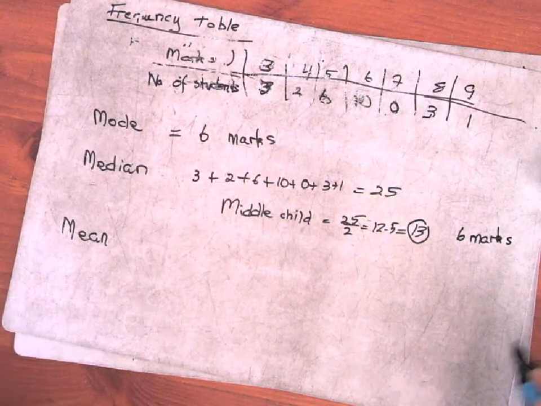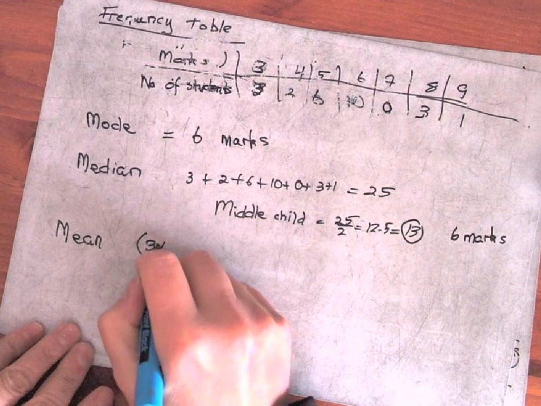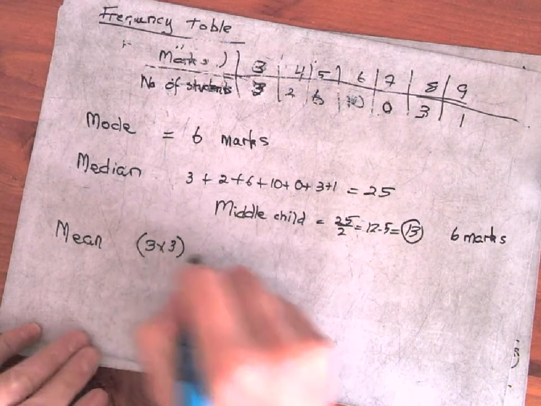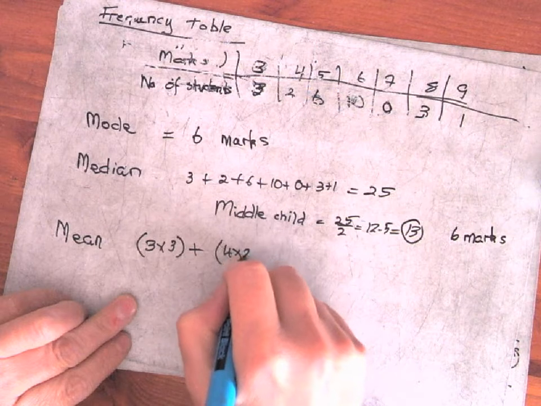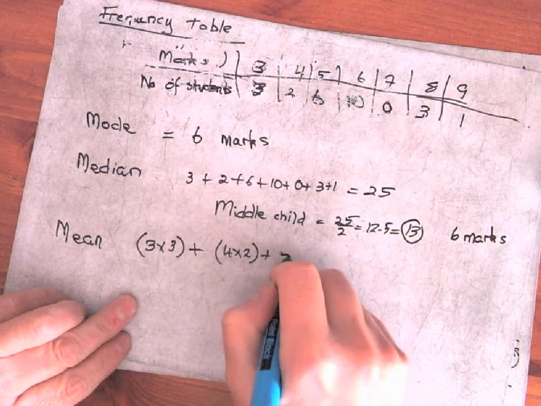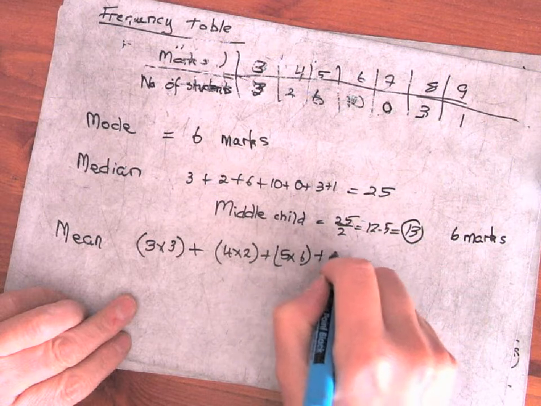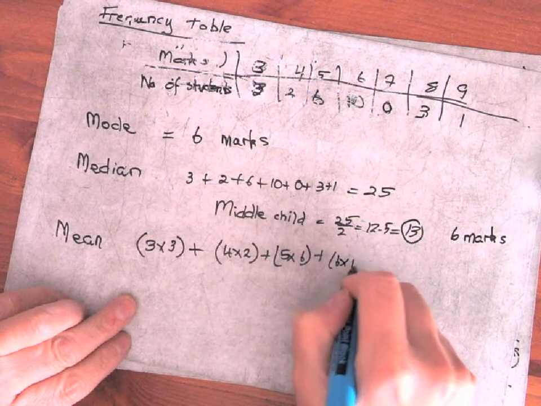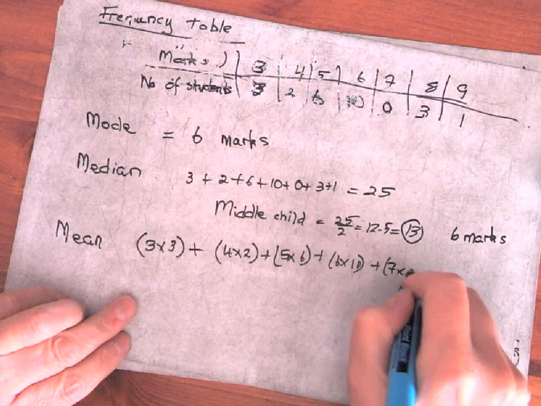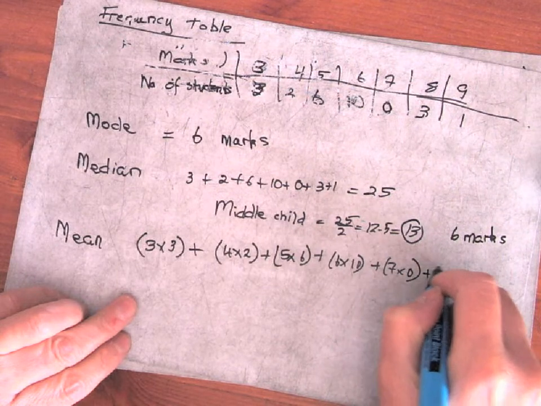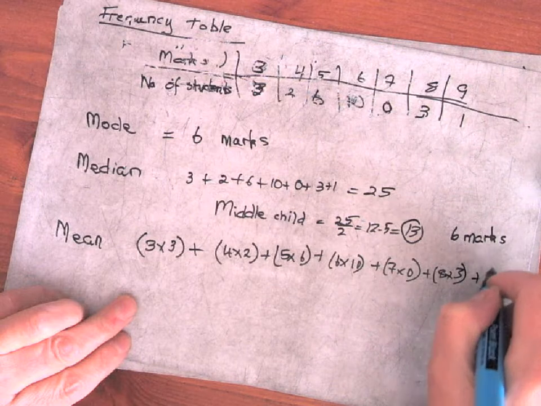And then the mean, it's top multiplied by bottom, as in 3 marks were got by 3 children. 4 marks were got by 2 children. 5 marks were got by 6 children. 6 marks were got by 10 children. 7 marks were got by no children. 8 marks were got by 3 children. And 9 marks were got by 1 child.